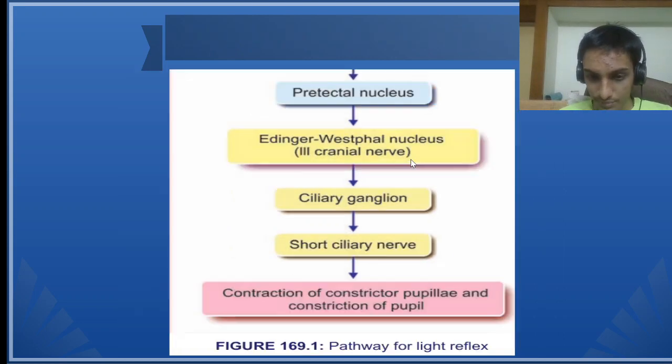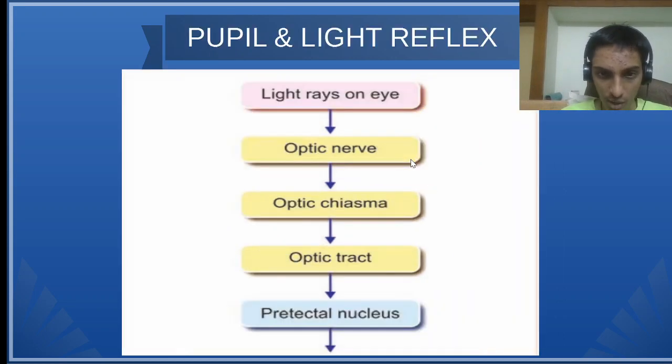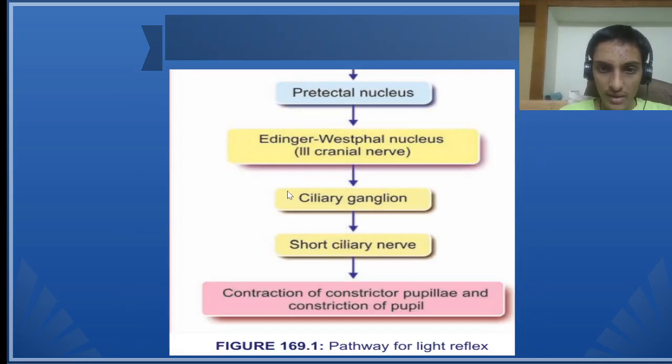So let's see the light reflex now. Light rays enter the eye, first the optic nerve, then chiasma, then the tract, then pretectal nucleus, then EWS, Edinger-Westphal, that is the third nerve, ciliary ganglion, from that a ciliary nerve, and it stimulates the constrictor pupillae.